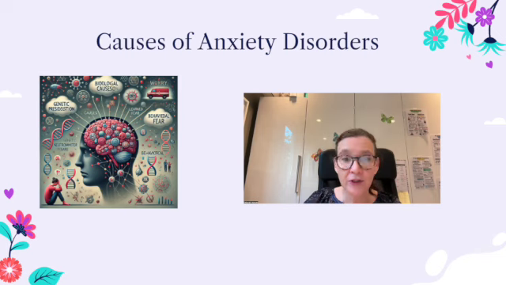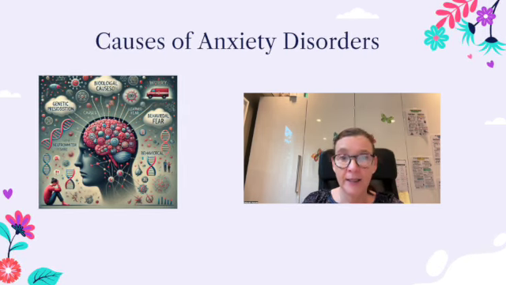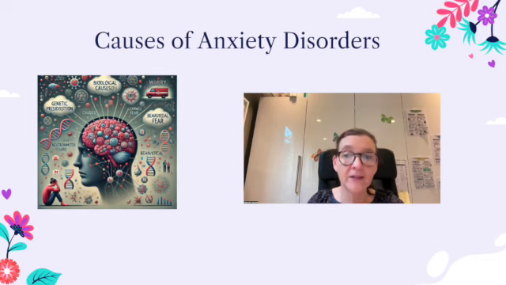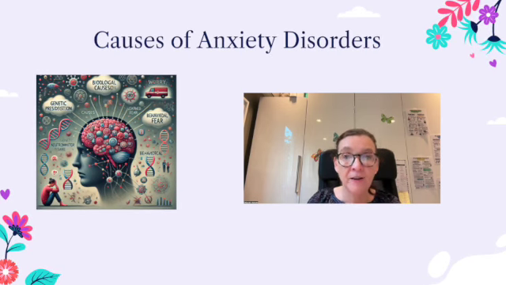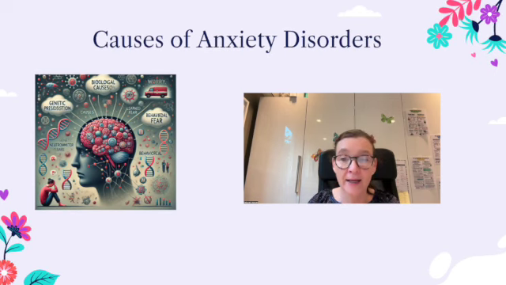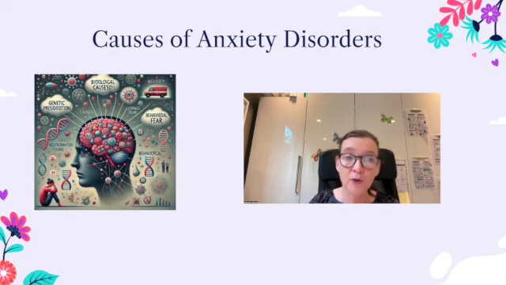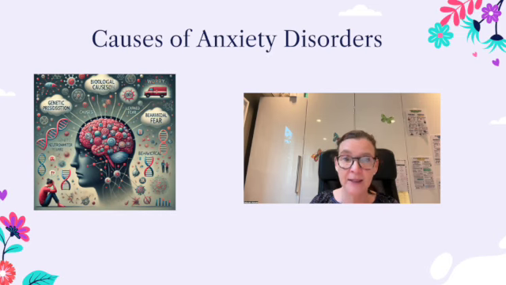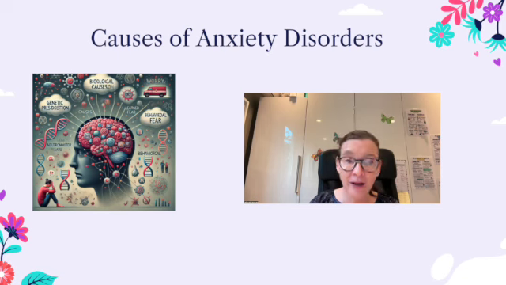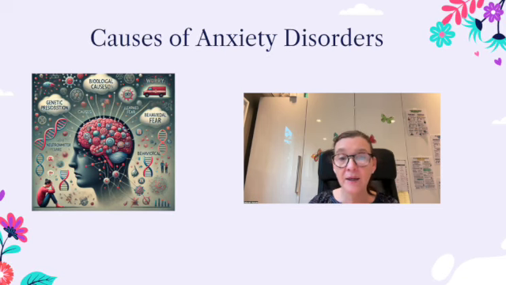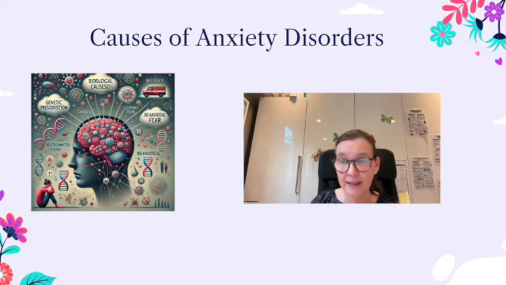Let's start with biological causes. Some people are biologically more prone to anxiety. This means their brains and body chemistry may make them more likely to develop an anxiety disorder. You could have genetic predisposition. If anxiety runs in your family, you may have an inherited tendency towards heightened anxiety responses. There's also neurotransmitter imbalances. Low levels of serotonin, which regulates mood, or GABA, which calms the nervous system, can make it harder for people to manage stress and anxiety.